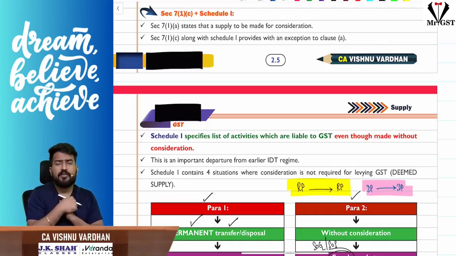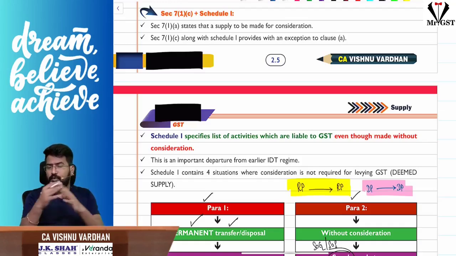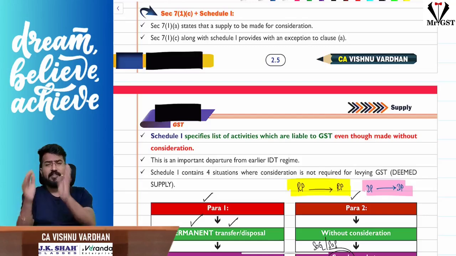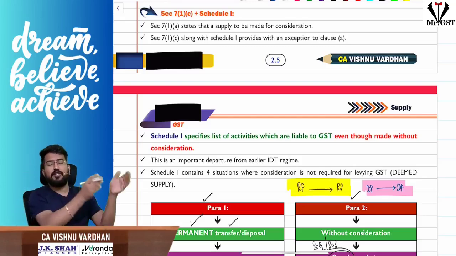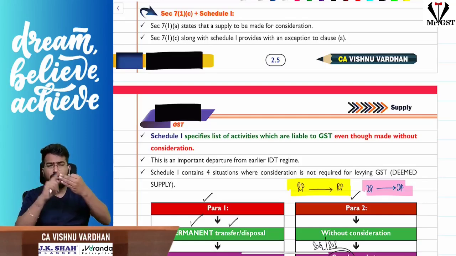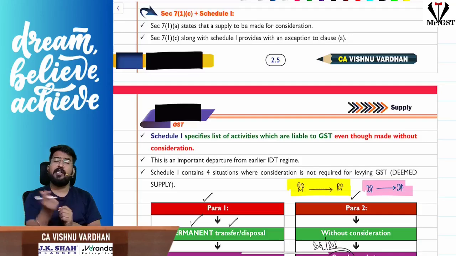That means, if there is any question with respect to whether a transaction is supply or not, first of all, we should see goods or services, by person, consideration, business. If there is no consideration in that particular transaction, you should not say straight away this is not a supply. You should go and refer schedule 1. In schedule 1 there are 4 activities: para 1, para 2, para 3, para 4. Can you fit the given transaction anywhere in these 4 activities? Then it will be called as supply.